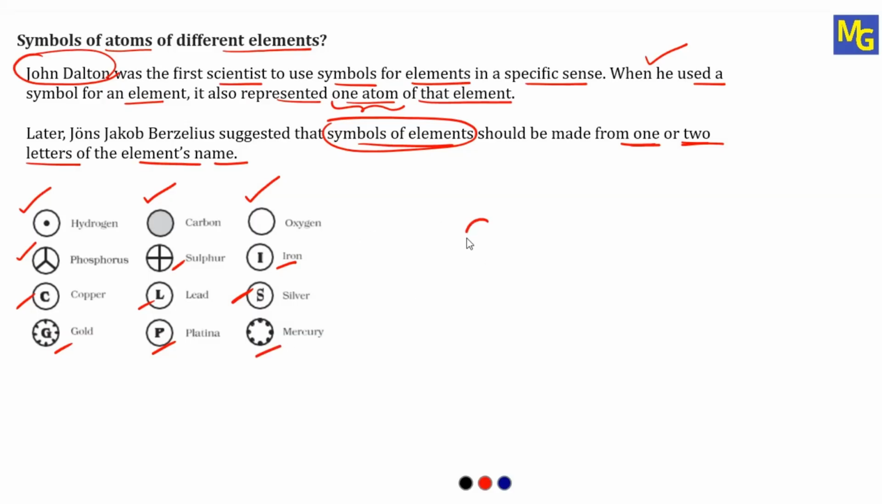So imagine oxygen, this is nothing but one atom of oxygen, or it is a symbol for the oxygen element. If somebody says phosphorus, then the atom of phosphorus will be shown like this. So this is the symbol of one atom of phosphorus as well as for the whole phosphorus element. So these were the symbols used by John Dalton in the earlier days. And as I told, the scientist Jacob Berzelius suggested that we use either one or two letters of its name, and that method we will see on the next page.